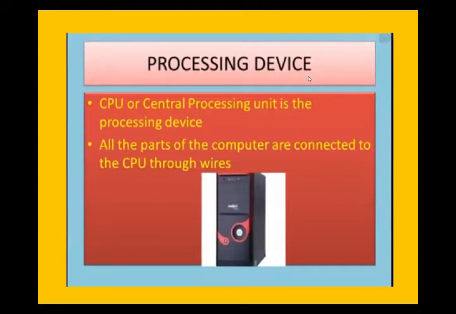The second type is processing device. CPU is a processing device. CPU means central processing unit. All parts of the computer are connected to the CPU through wires.